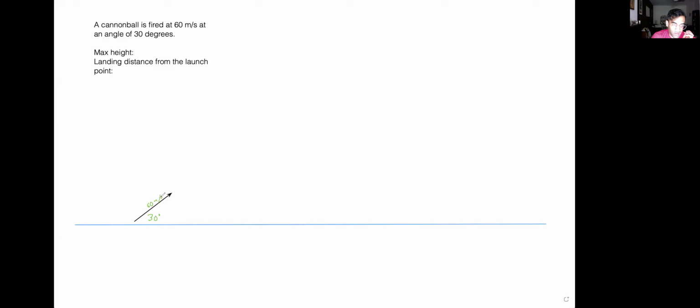So the first thing we have to understand is that for all vector quantities that are at an angle, we need to break our vector into two components. I'm going to do that in red. In situations with projectiles, we're going to have a vertical vector and a horizontal vector. And now what we want to figure out is how to calculate those.